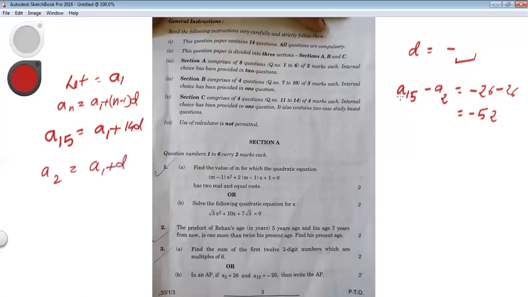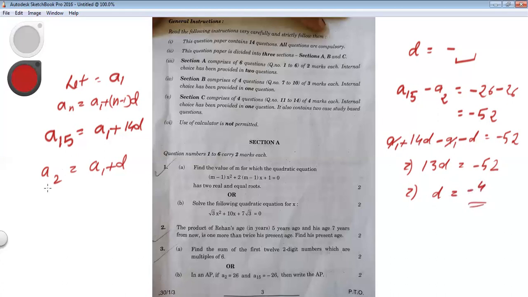So if you substitute, A1 plus 14D minus A1 minus D equals minus 52. A1 gets cancelled. You get 13D equals minus 52. From this you get D equals minus 4. So D is minus 4.